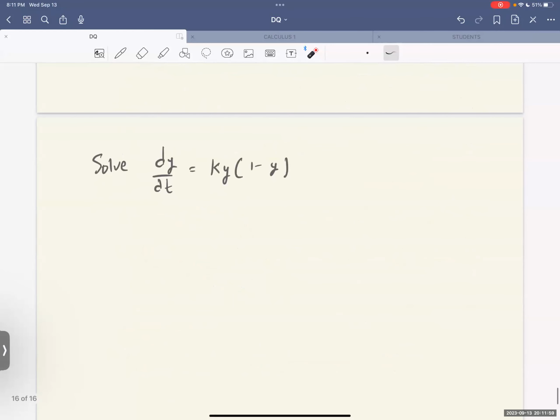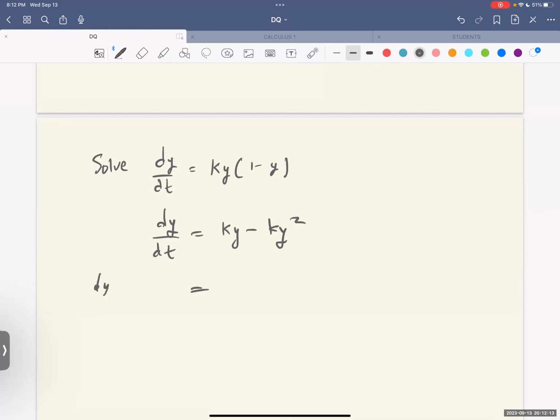So let's solve this differential equation. Let's multiply it through by k. This is k times y minus ky squared. And then to put it in the form we need, dy/dt minus ky is equal to negative ky squared. Here, n is equal to 2. So the substitution is u is equal to y to the 1 minus 2. That's y to the negative 1.